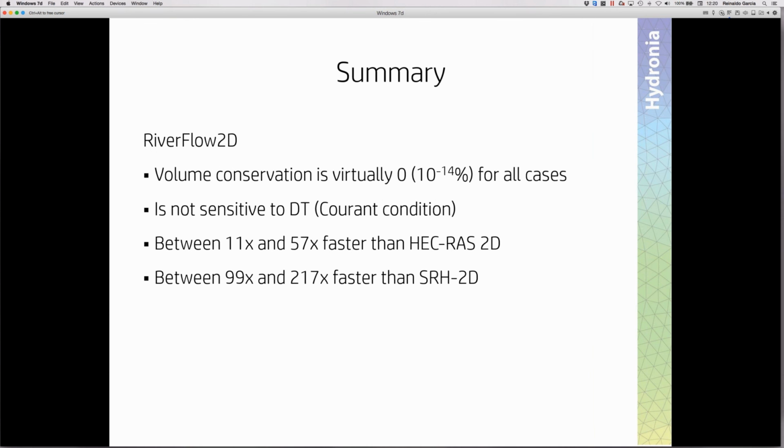Now, in RiverFlow2D, the volume conservation is virtually perfect for all cases. It's not sensitive to the Courant condition, and it's between 11 and 57 times faster than HEC-RAS 2D in the two tests that we did, and between 99 and 217 times faster than SRH-2D in the same tests.